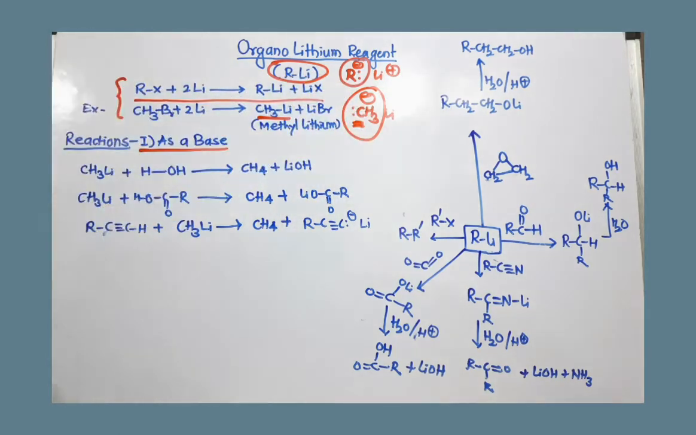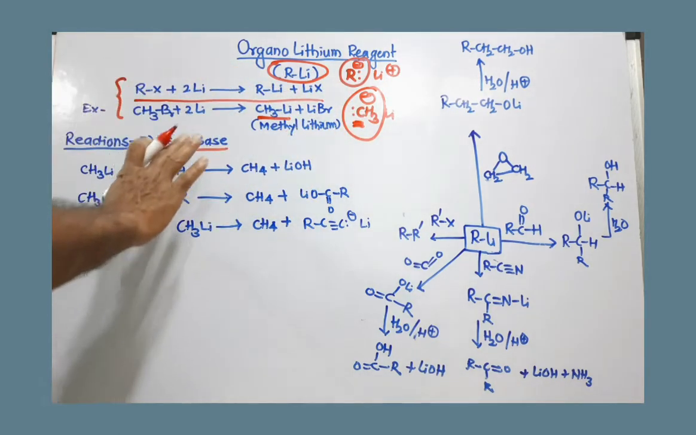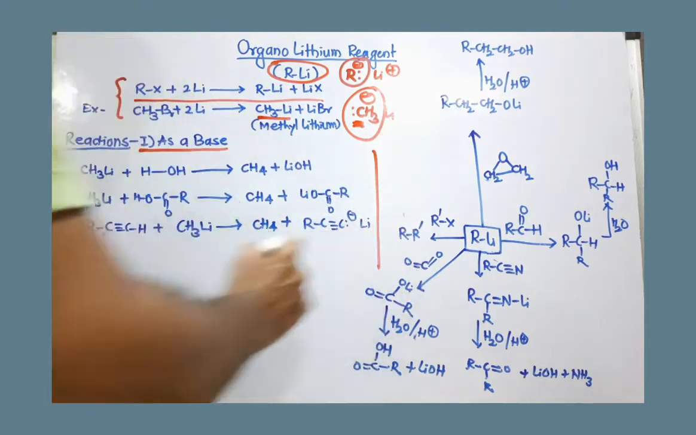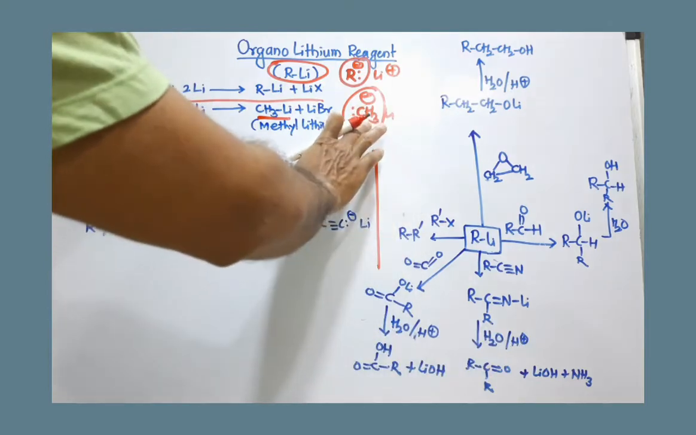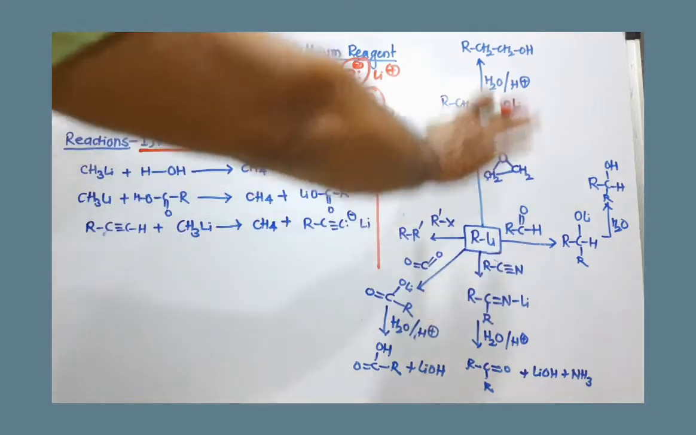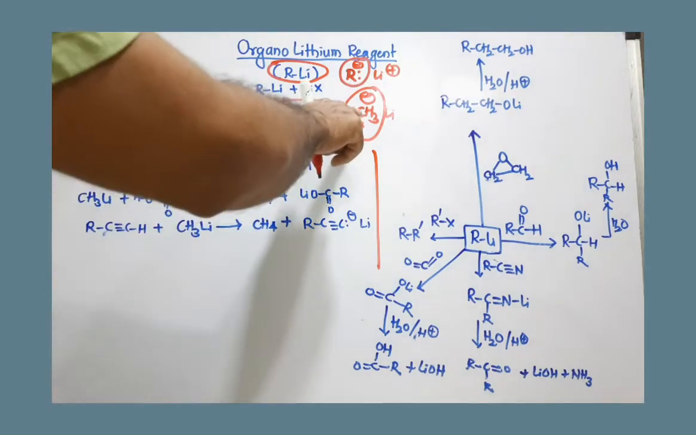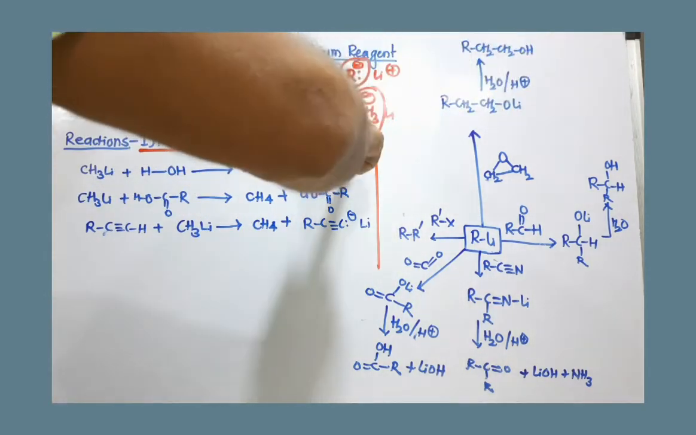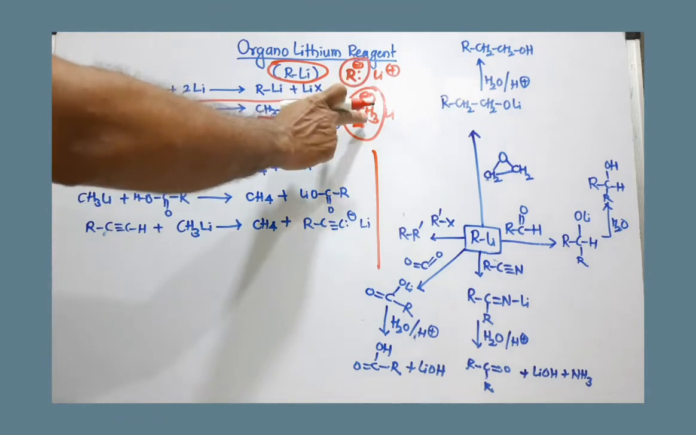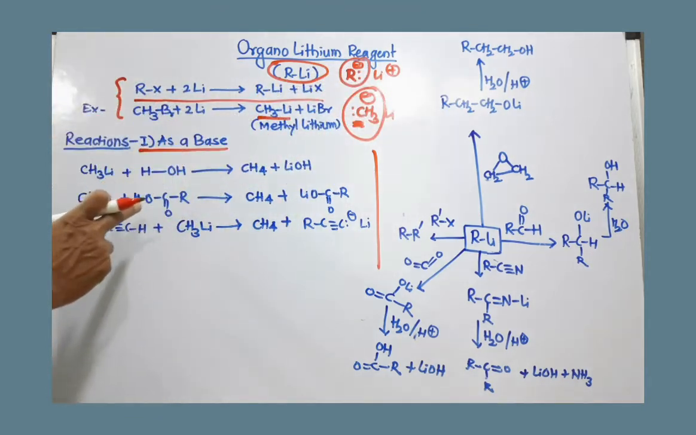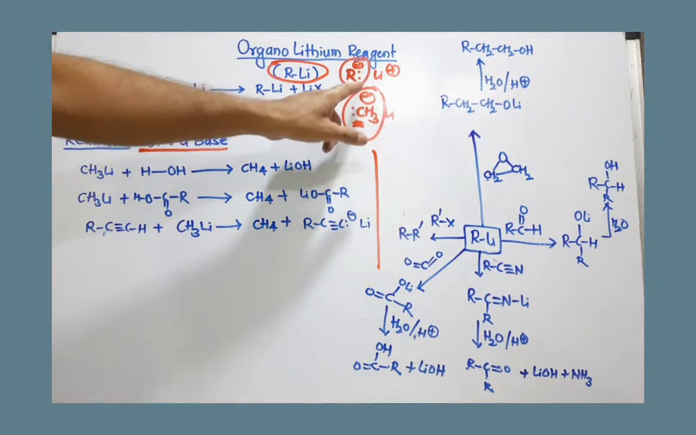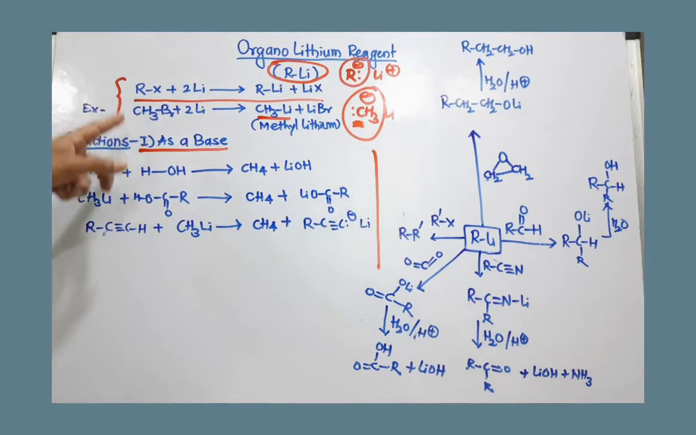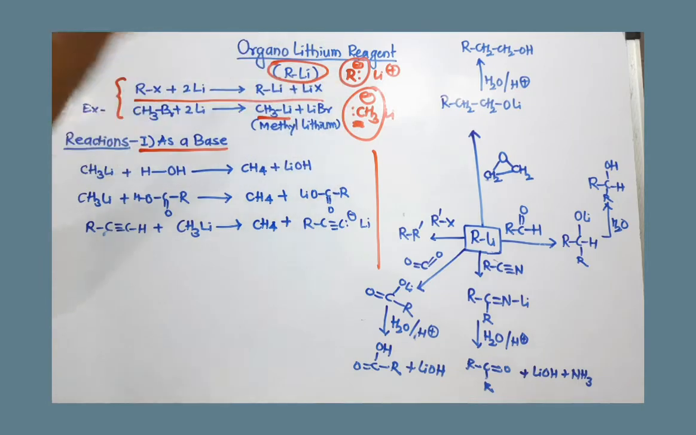Now this carbanion can act as a base as well as a nucleophile. On this side of the board I am discussing all the reactions where this carbanion is acting as a nucleophile. Nucleophile means it is reacting with another carbon, forming a carbon-carbon bond. When it is acting as a base, it is forming a bond with hydrogen. Now see, this carbanion is a strong base. If a weak acid is present, then it abstracts that proton.